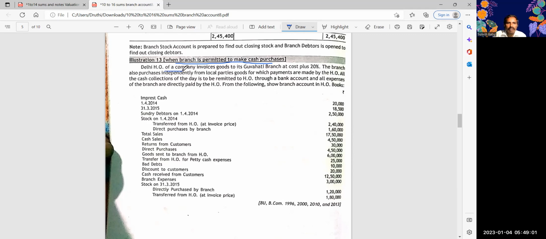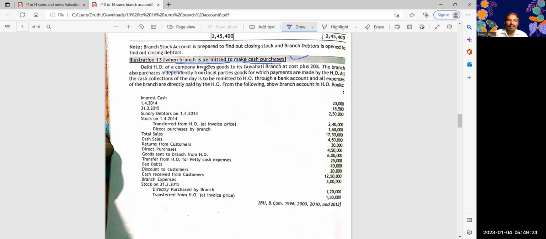Delhi head office. Here, the branch is permitted to make cash purchases. So far, what was the condition? The branch was not allowed to make purchases on its own. Now in this sum there is an adjustment. The branch is allowed to make purchases on its own, right? So it can make the payment as well.